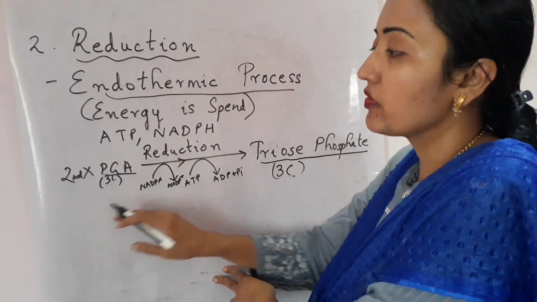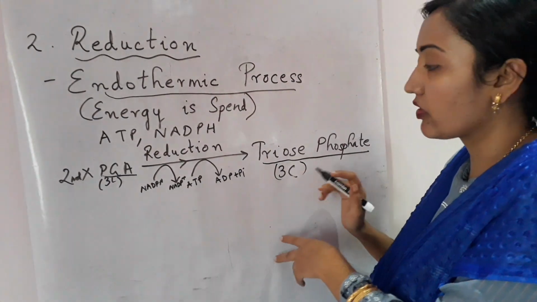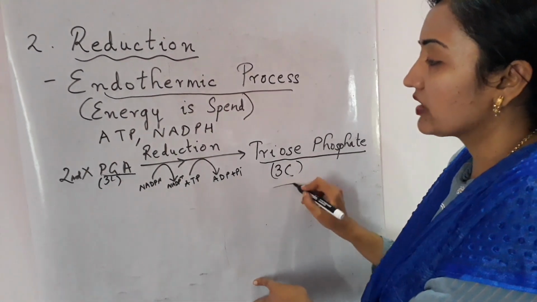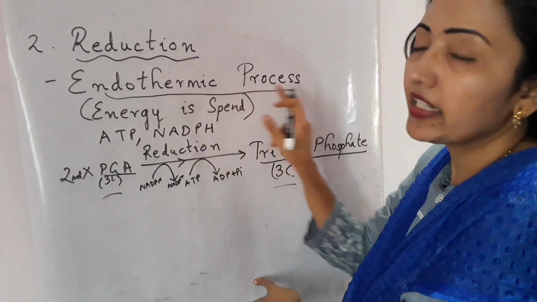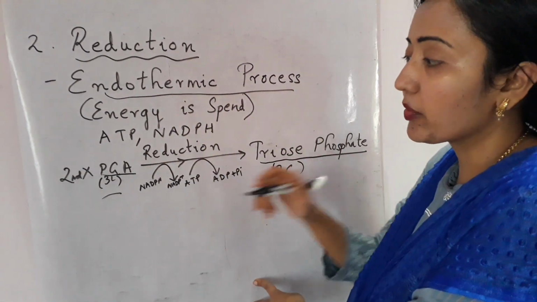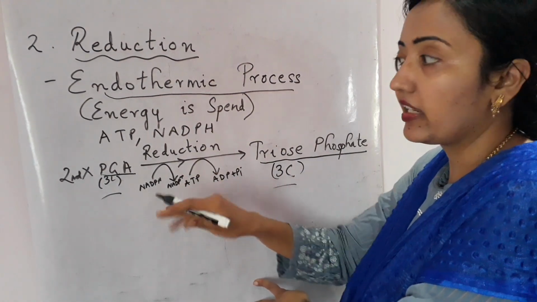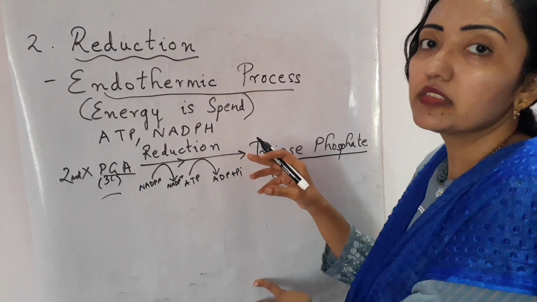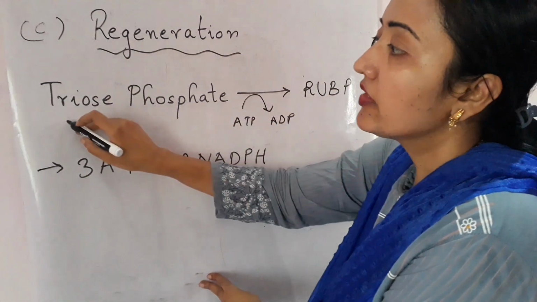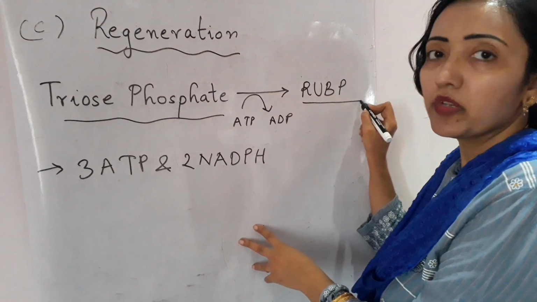2 molecules of phosphoglyceric acid undergo reduction to form 2 molecules of triose phosphate, and both are 3-carbon compounds. It is an endothermic process because ATP and NADPH are utilized. ATP is broken to give energy and NADPH is broken to give electrons, and these are utilized for this reduction reaction. The third step of the Calvin cycle is regeneration, in which triose phosphate undergoes regeneration to form RUBP again.